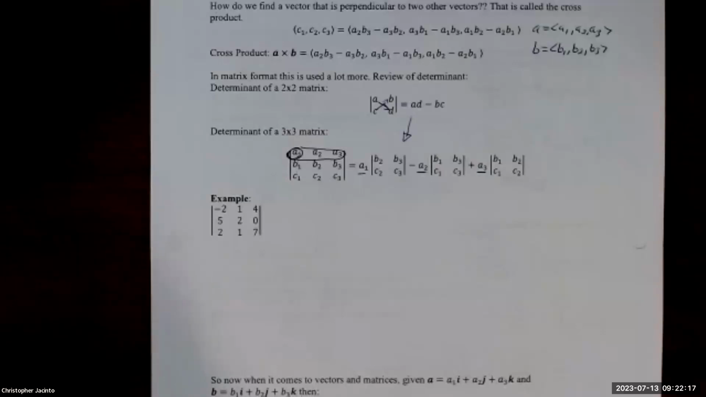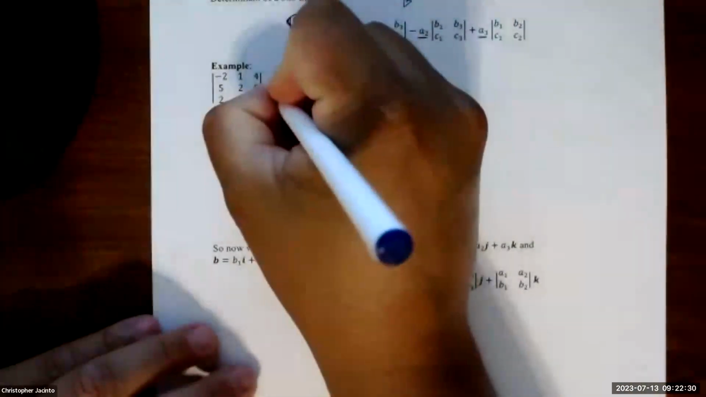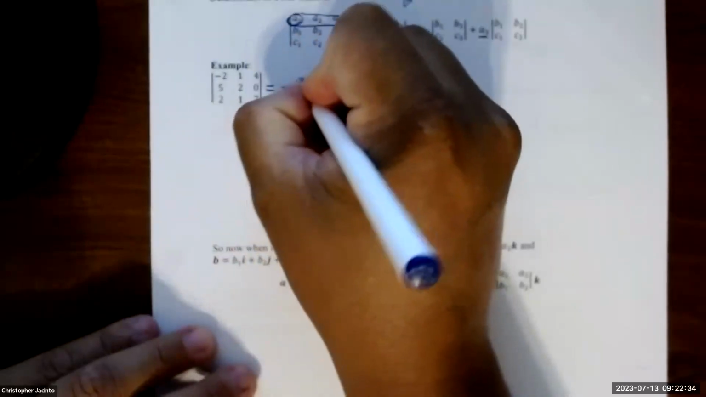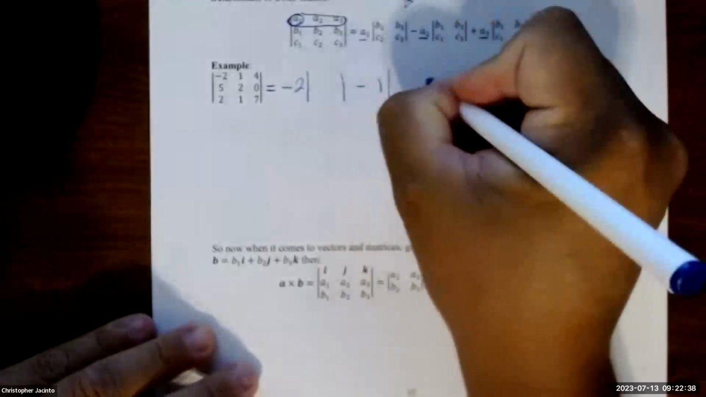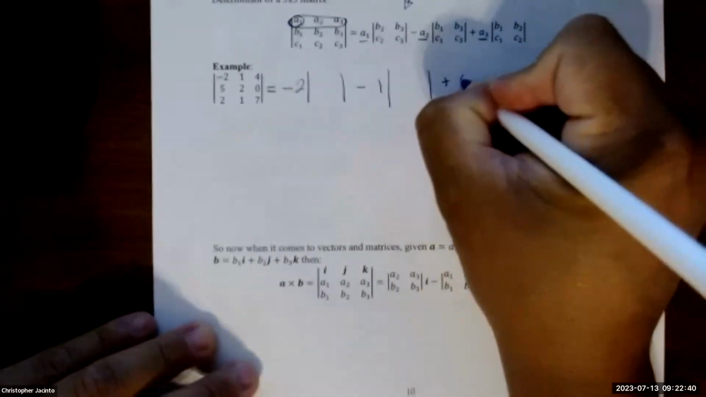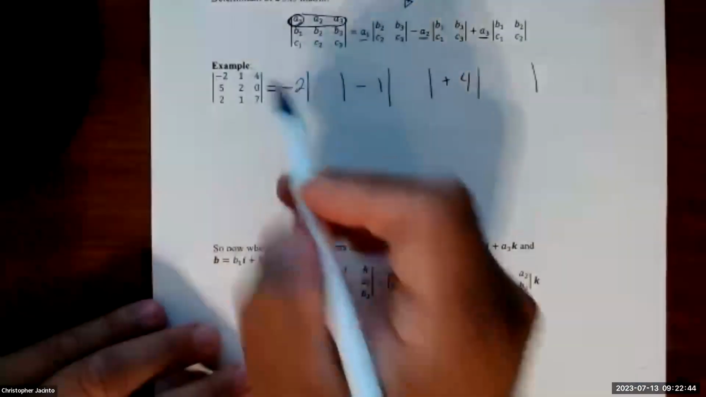Okay, so a quick little example so you can see how it would work out before we get into the actual cross product of the determinants in matrix format. It's actually a lot easier than this, don't worry. But just for a little bit of practice. So we know from the top row it's going to be -2 times some matrix, minus 1 times some matrix, plus 4 times some matrix, right? Because that's our top row.